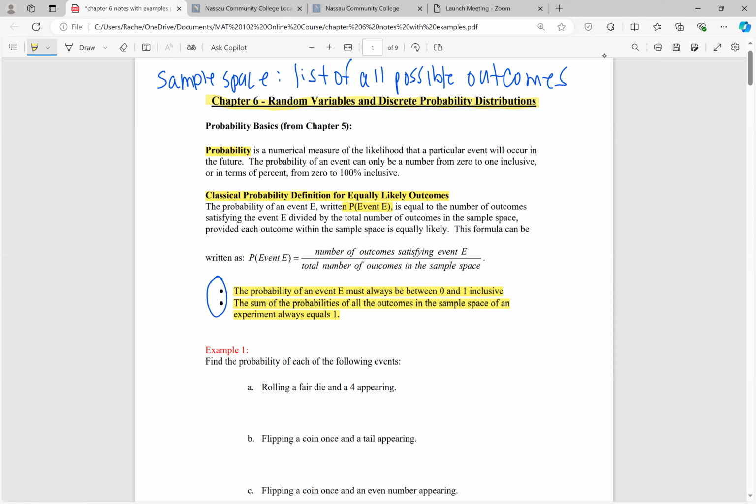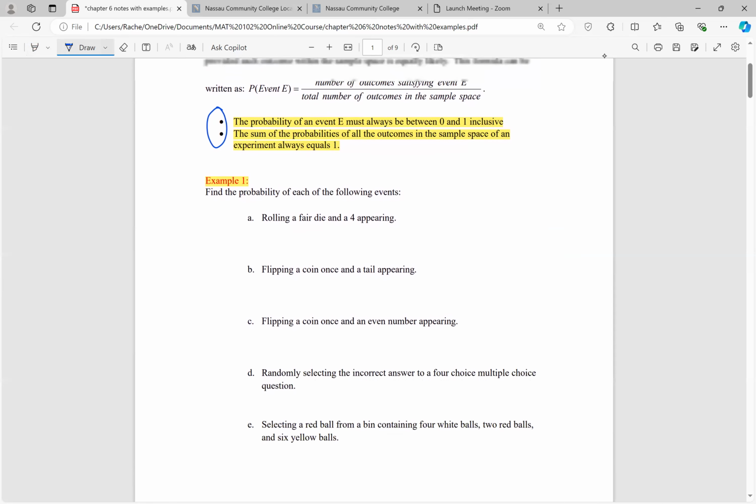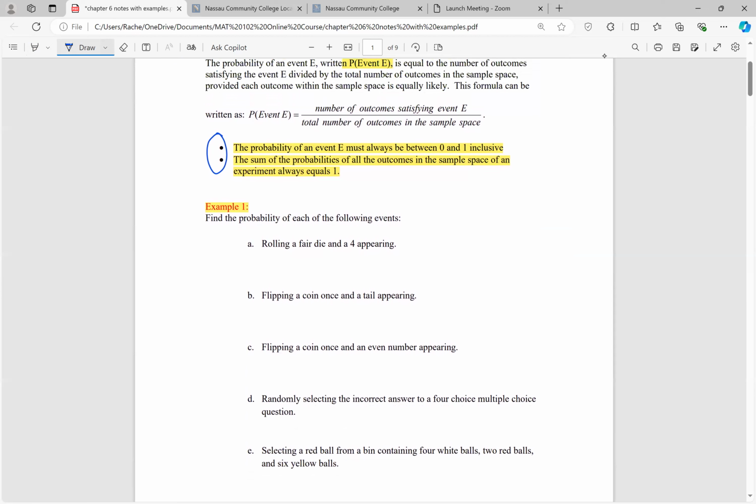So let's look at example 1. Find the probability of each of the following events, and let's practice using probability notation. So what's the probability of rolling a fair die and a 4 appearing? Another way that we could write this, rather than writing out all the words, is the probability of, and then a 4. You could put the word appearing if you want, but I would just write this as the probability of getting a 4, just like that.